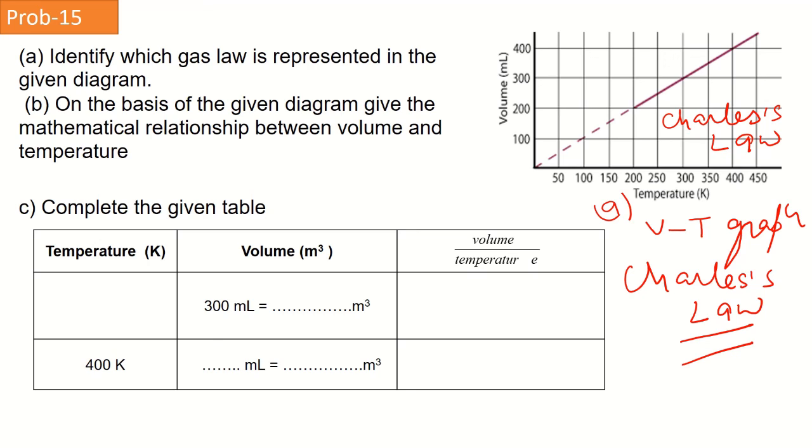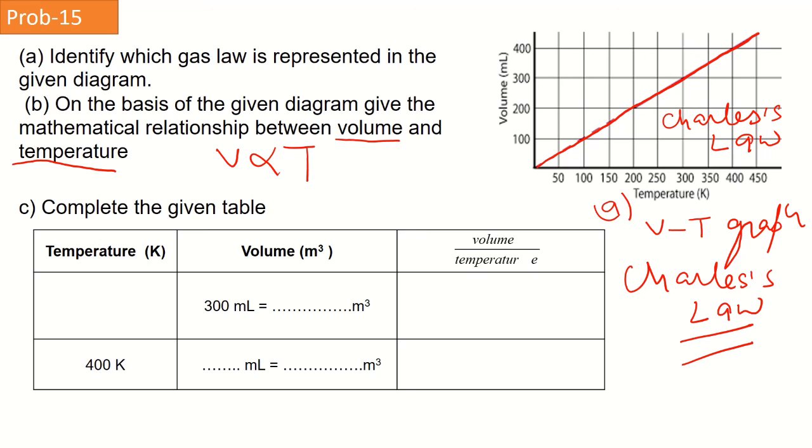Now part B. On the basis of the given diagram, give the mathematical relationship between the volume and the temperature. So how are the volume and the temperature mathematically connected? The meaning is, are they directly proportional or inversely proportional? If you see, this graph is going upward like this. Upward means the temperature and the volume are directly proportional. So this is clear from the graph.